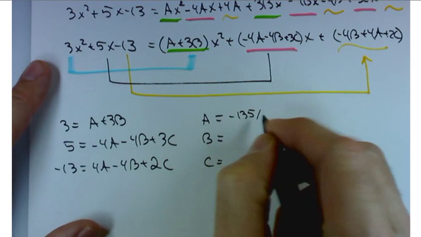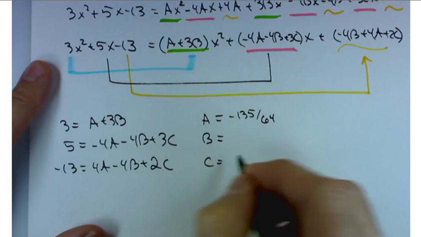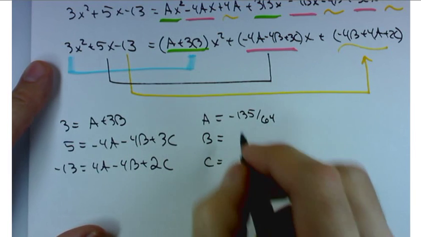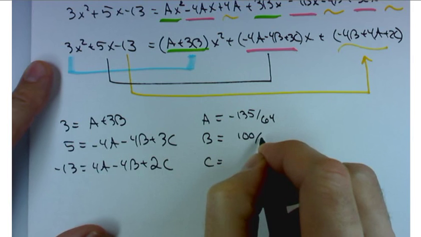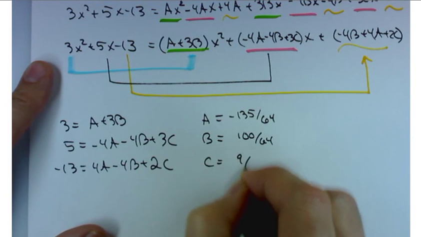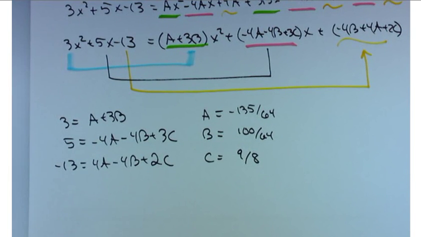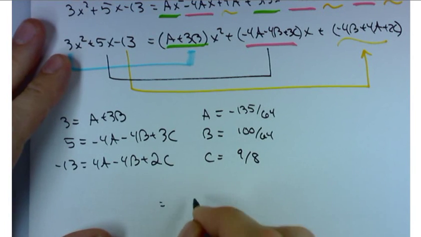The solutions for a, b, and c, and I got these off my calculator with an inverse matrix: negative 135 over 64, 100 over 64, and 9 over 8. Yeah, I was definitely unhappy about that. I just thought that after such a long problem you should at least give us nice friendly solutions.